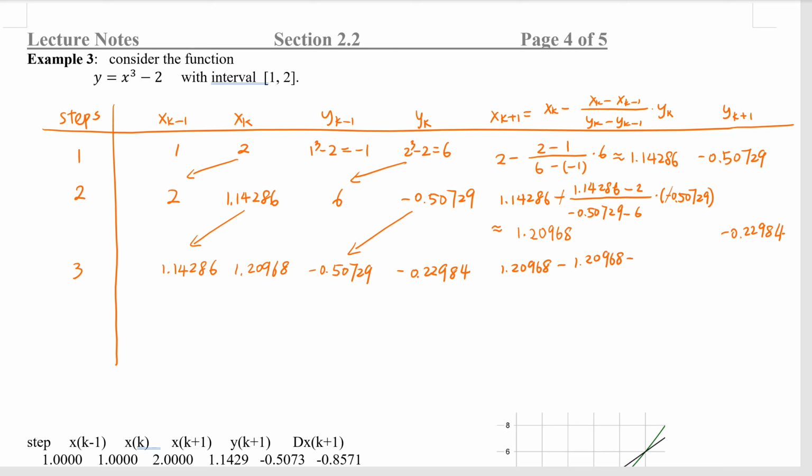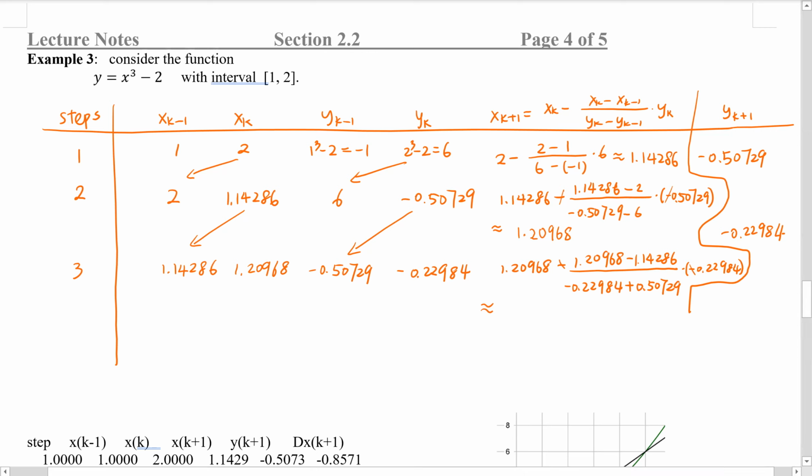So XK is 1.20968. XK minus 1.14286. YK negative 0.22984, minus negative becomes plus 0.50729. YK is negative, so negative 0.22984. I almost ran out of space. Okay, so let me use this line. And you can see this negative and this negative sort of cancel.